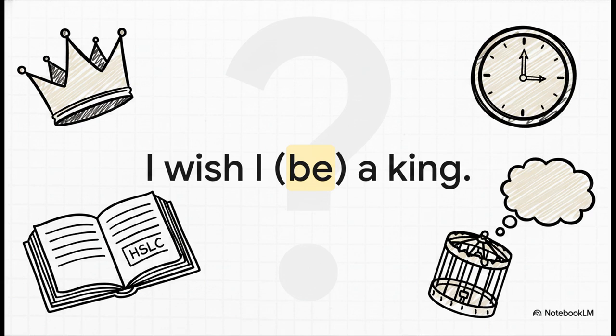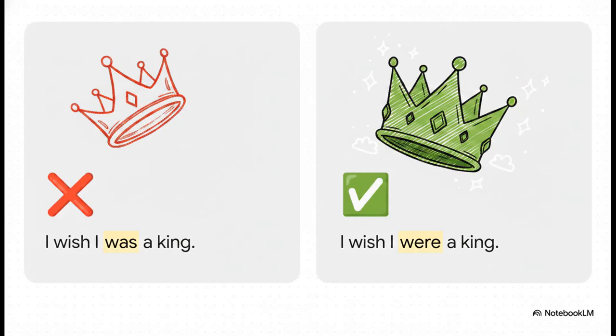Here is a notoriously tricky question from the 2013 exam. I wish I blank a king, using the verb be. Again, pause and guess. How would you fill this in? Be super careful here because your everyday conversational instinct is probably going to lead you right into a trap. In casual conversation, most of us would say, actually, scratch that, almost all of us would say, I wish I was a king. That is a massive, common mistake on exam day.